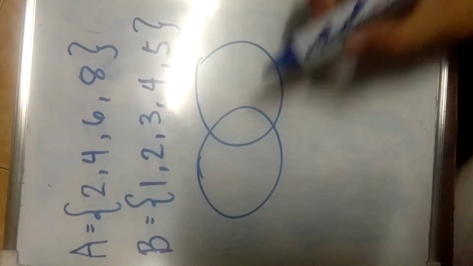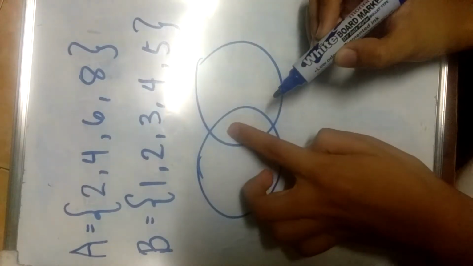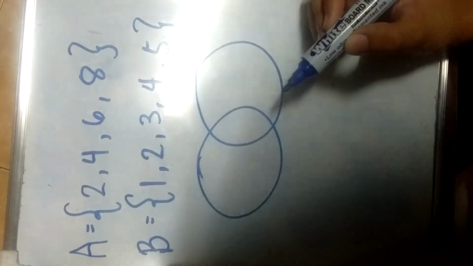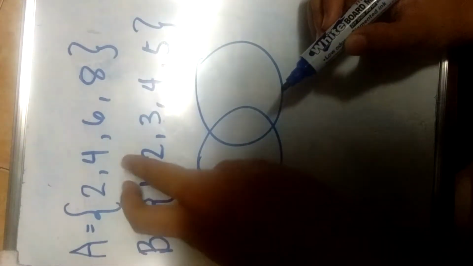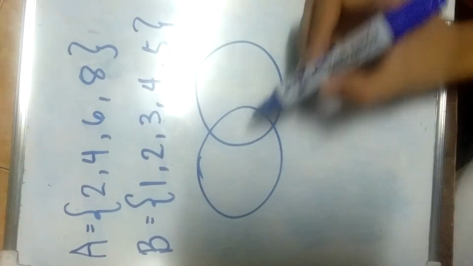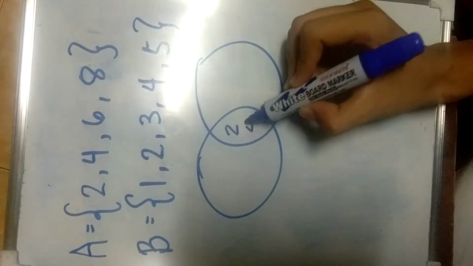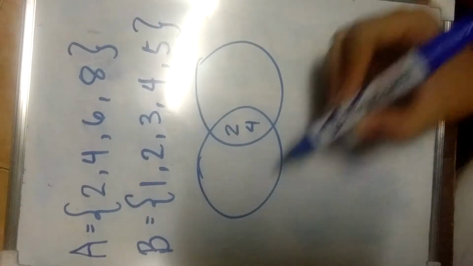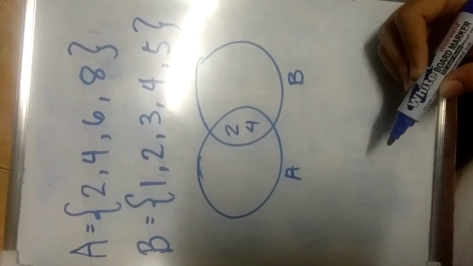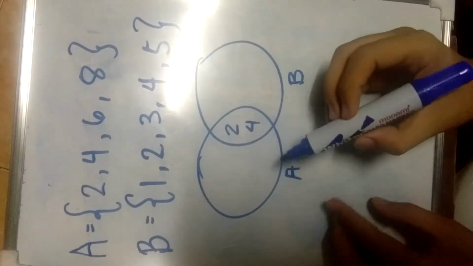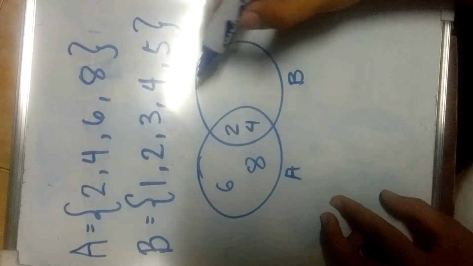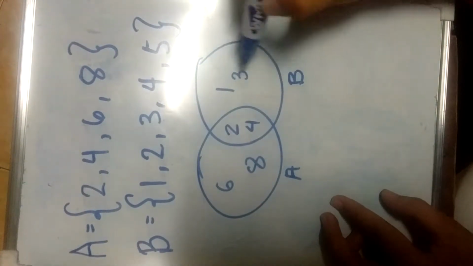Okay, so here we will write the elements common to both sets. The elements common to both sets are 2 and 4. So let's write here 2 and 4. Then let's say this is set A and this is set B. What's left for set A is 6 and 8, while in set B, it is 1, 3, and 5.